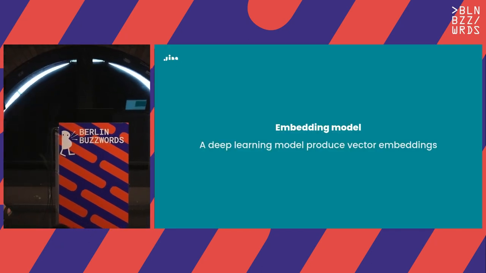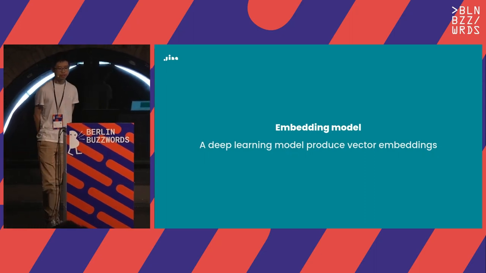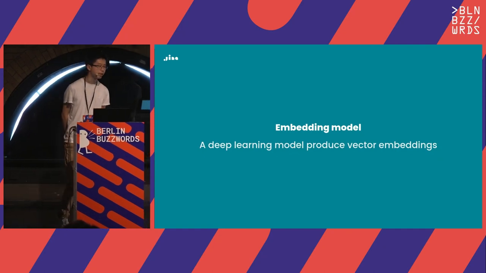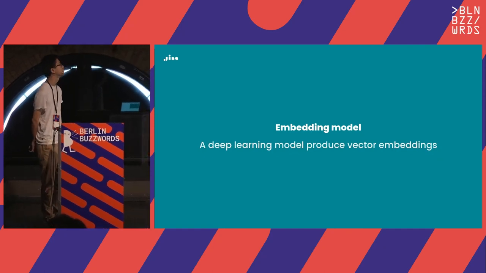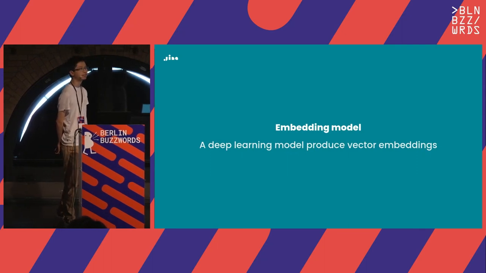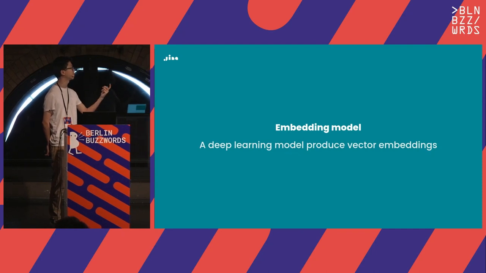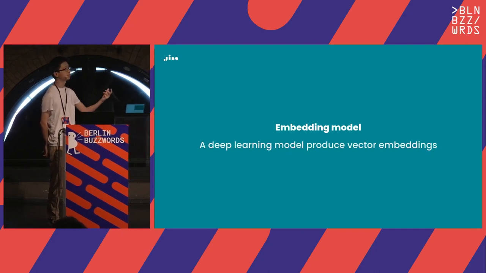Thanks, Max, for the introduction. Let me continue with our talk. First of all, I will talk about the embedding models. So what is an embedding model? An embedding model is basically a deep learning model which produces vector embeddings. You take information you want to encode, you feed it into your embedding model, and this model outputs an n-dimensional vector, which you can utilize for, I don't know, search, clustering, anomaly detection, different kinds of purposes. Let me first give a short introduction.